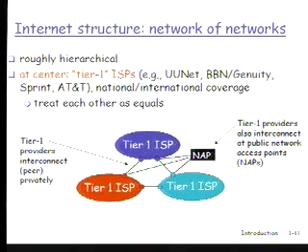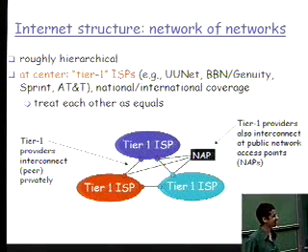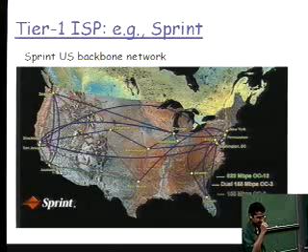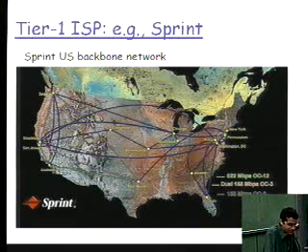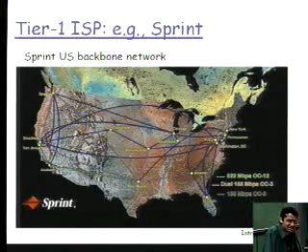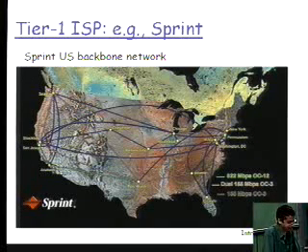So the tier 1 ISPs are the main backbone of the internet, and they exchange data with each other either through a private peering link or through these network access points. So this creates a first level network of these networks. So you have a tier 1 ISP, and it networks with other tier 1 ISPs. An example of a tier 1 ISP is the Sprint US backbone network. This slide shows what the Sprint backbone looks like, where all the nodes are connected and how those nodes are connected to each other.